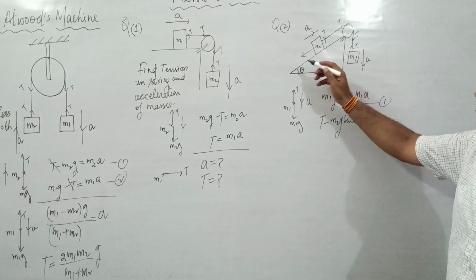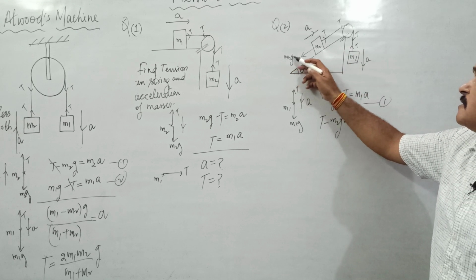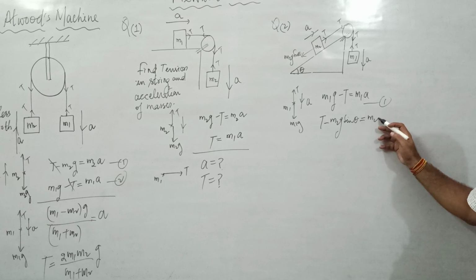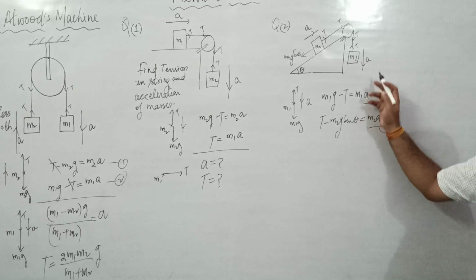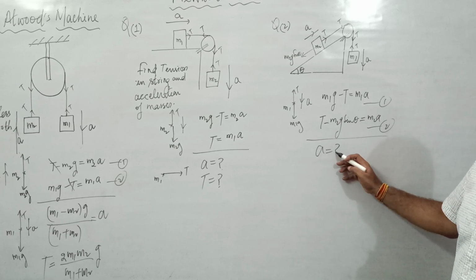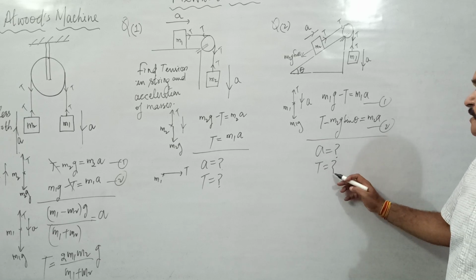So T minus m2g sine theta is the net force acting over it, and that is equal to the mass of the body into its acceleration, equation number 2. Add the two, you will get A, and substitute the value of A in any of the two equations, you will get the value of T.